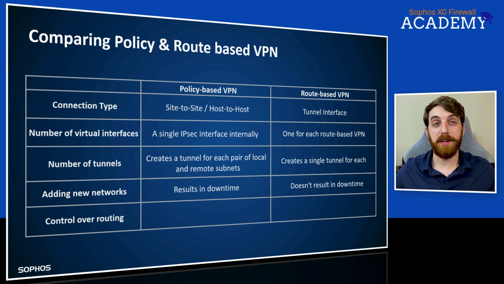Now, when it comes to adding new networks to the VPN, policy-based does require downtime. And I'm not saying minutes of downtime, I'm just saying a few seconds. Whenever you make a change to a policy-based VPN, one of the phases is going to go down because now it has to do a whole new renegotiation and reassignment of the security associations. Whereas the route-based, there is no downtime. All you have to do is just change your routes on there, and now you're good.